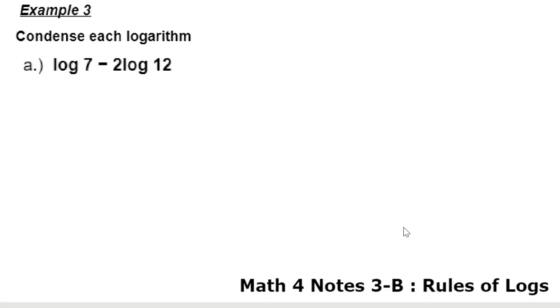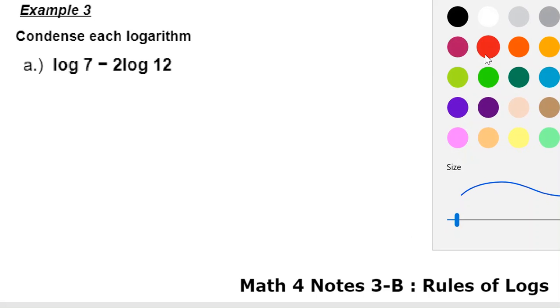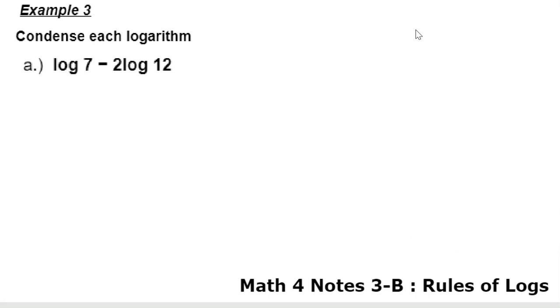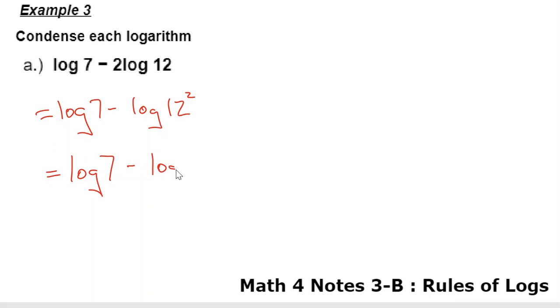Now this one, we're going the other way. Instead of expanding it out, we're condensing it down. That means that we're going to want to take the 2 and put it as an exponent over the 12, which means that you've got this.